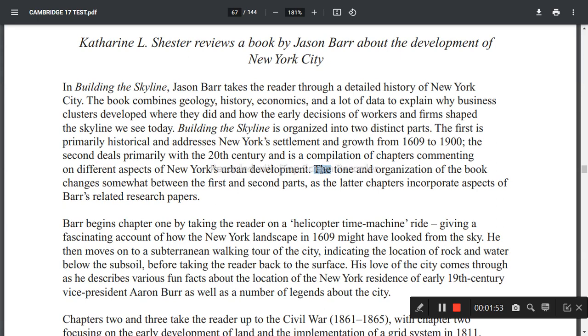The tone and organization of the book changes somewhat between the first and the second parts, as the latter chapters incorporate aspects of Barr's related research papers.